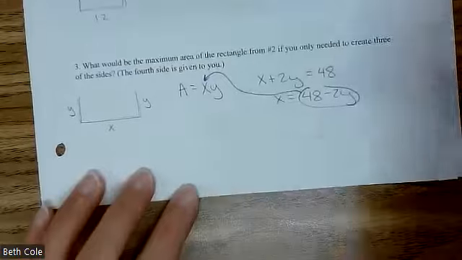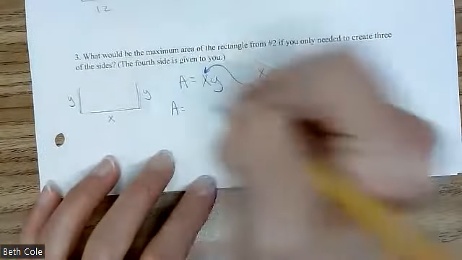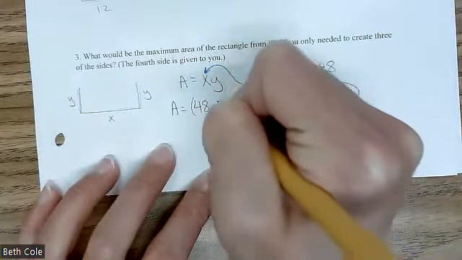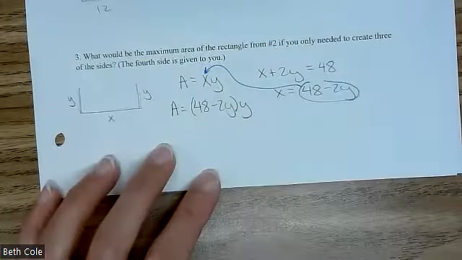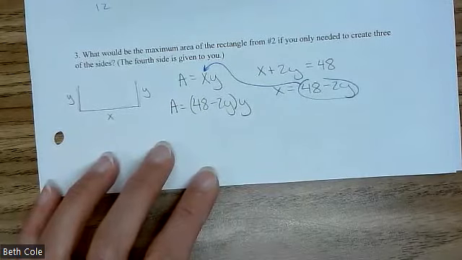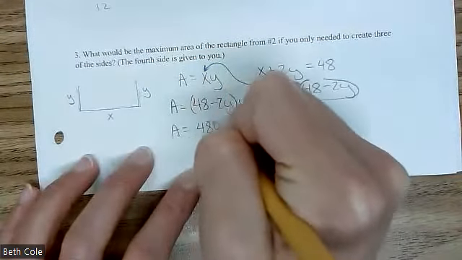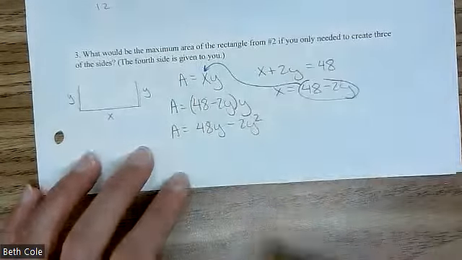And then it's literally just like number 1 that we just did. Area equals, in place of x, you're going to put 48 minus 2y. And again, before you do the derivative, you probably want to distribute that y so that you don't have to do a product rule. It'll be 48y minus 2y squared.